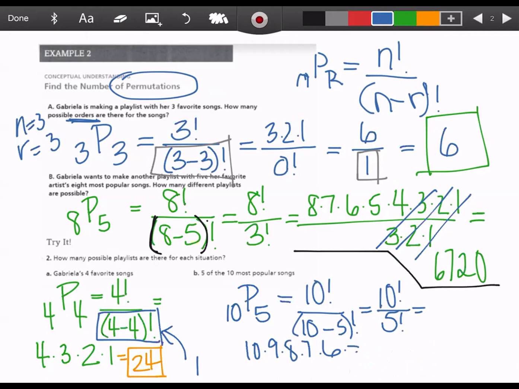So if you catch on to that pattern, you don't have to write out the full fraction. We can just take up to the point where we're going to no longer have canceled terms. So 10 times 9 times 8 times 7 times 6 is equal to 30,240.